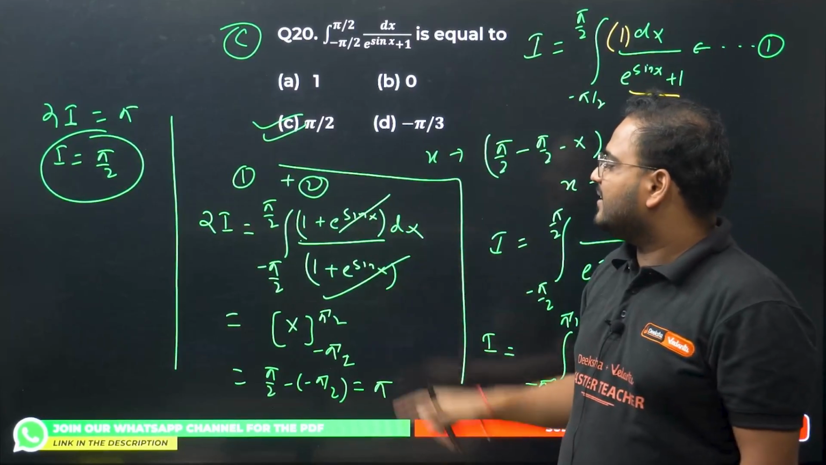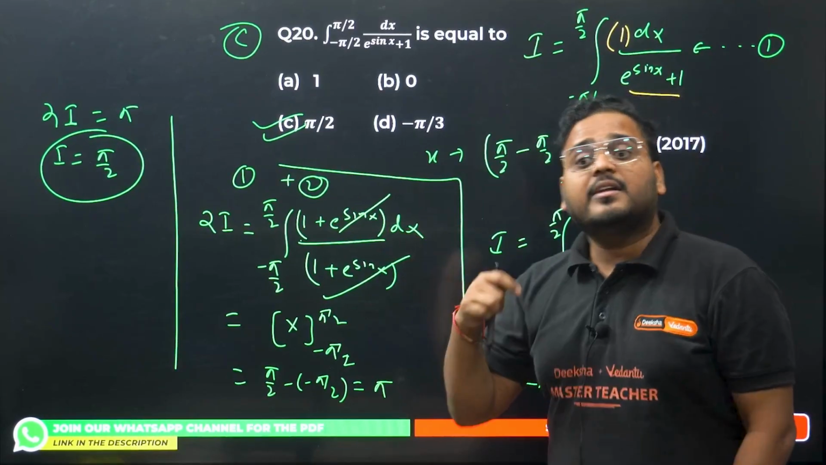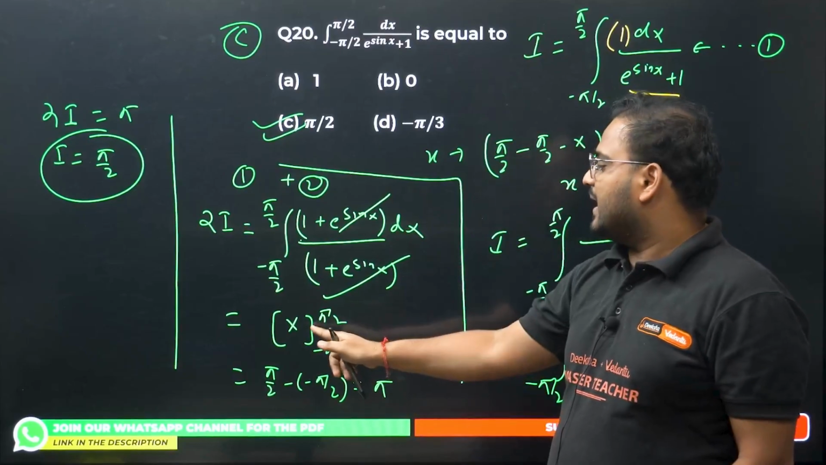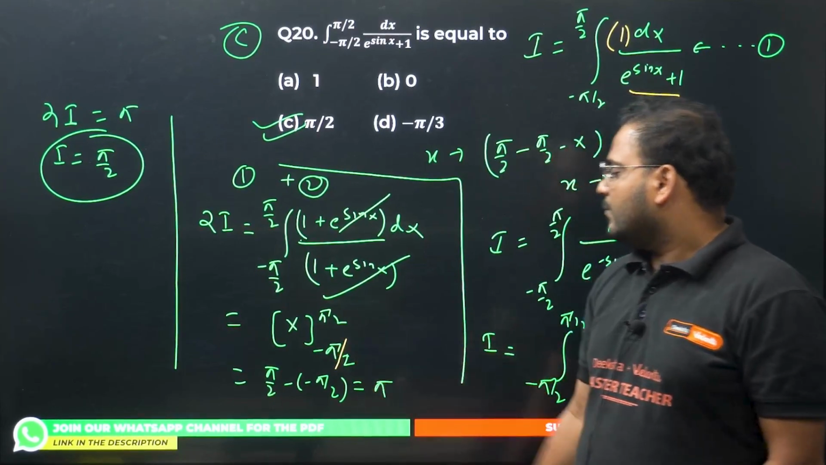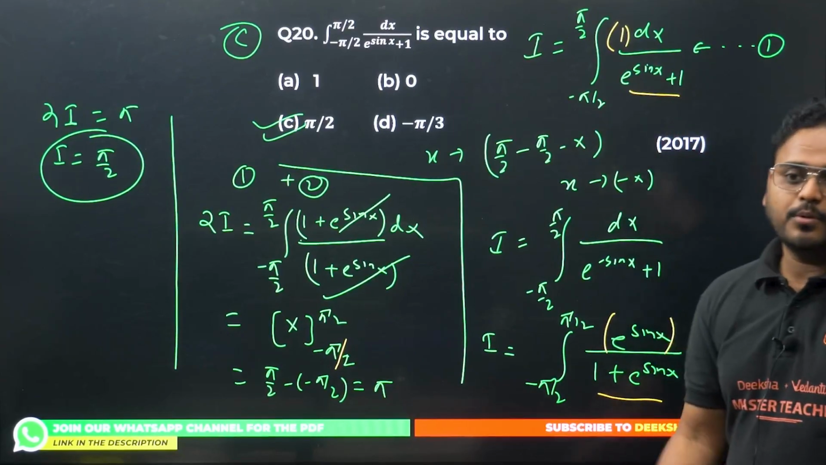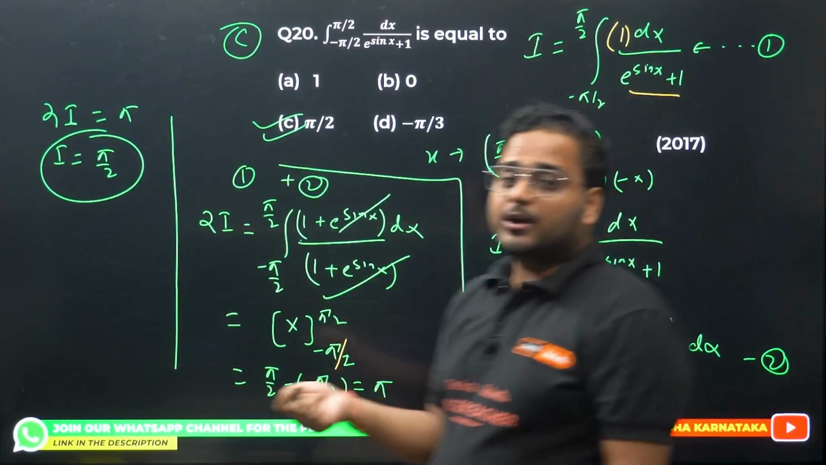They'll get cancelled, right? Integration of dx is what? X. So I wrote here x, from minus pi by 2 to pi by 2. Okay? What is the answer? Pi by 2 minus of minus pi by 2, that is plus. Divide by 2 will be pi by 2.